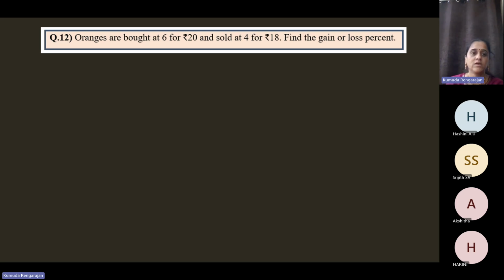Now look at this one. Oranges are bought at 6 for rupees 20.